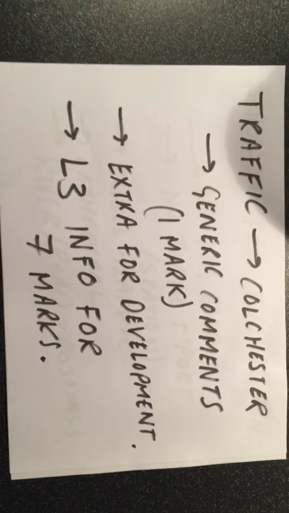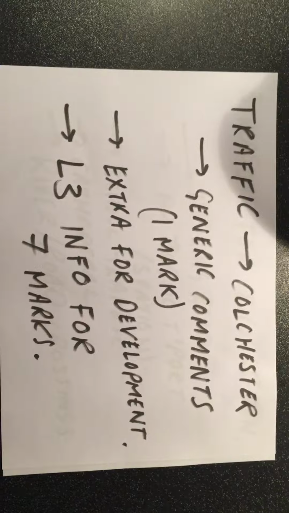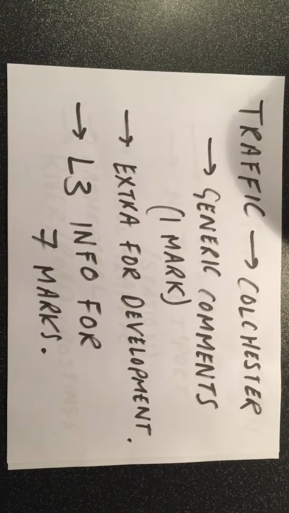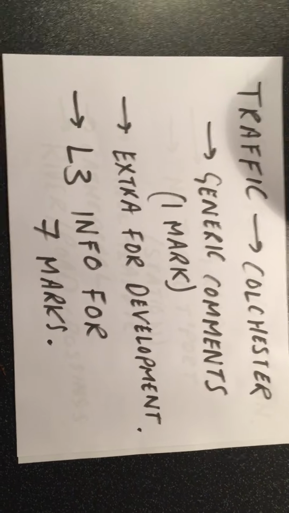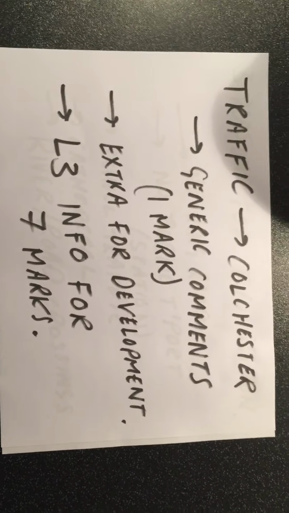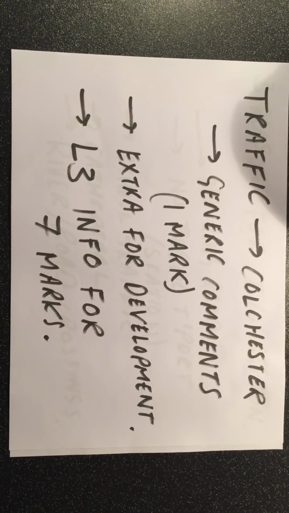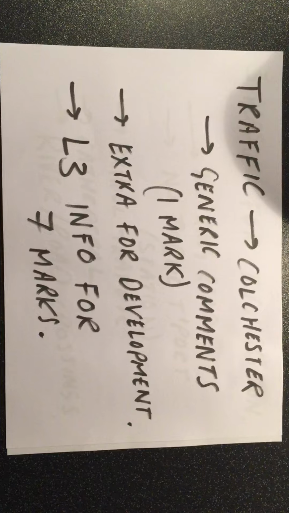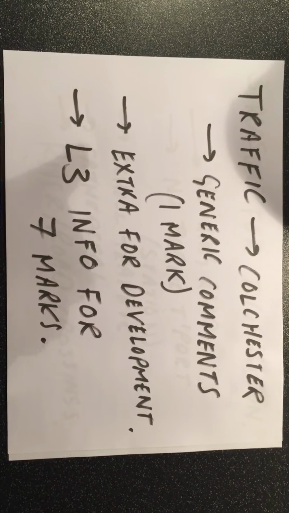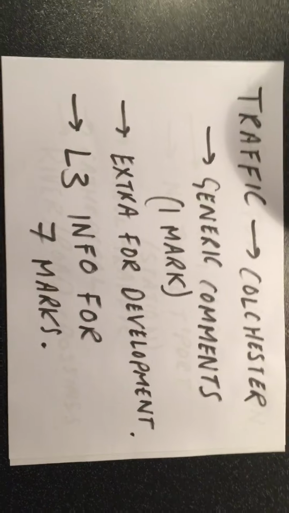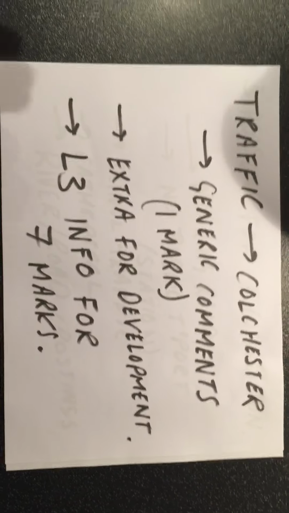Okay, the next question was the big 7 marker, and it asks you about a case study and how you could reduce traffic problems in that particular case study or settlement. The case study that we did was Colchester. If you made generic comments, you can pick up a mark for each generic comment up to a point of, say, 4 marks. So if you said something like they have built multi-storey car parks outside of the city centre, they've pedestrianised roads, they've introduced bike lanes, all of those things will just get you the 1 mark.